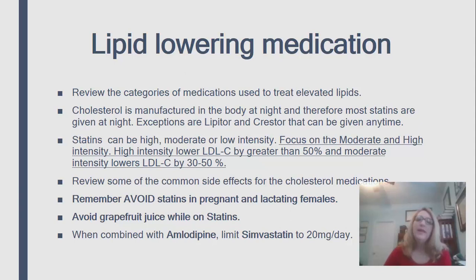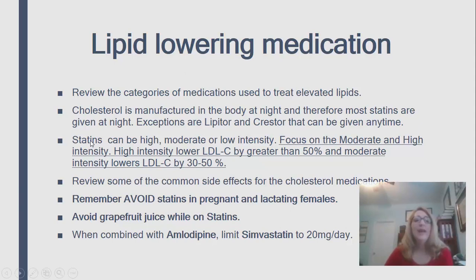Review the categories of medications used to treat elevated lipids. Know that cholesterol is manufactured in the body at night, and therefore most statins are given at night, with the exception, I've just listed two of them, there are others, that are Lipitor and Crestor. They can be given anytime. They have a long half-life, so that's one of the reasons for that.